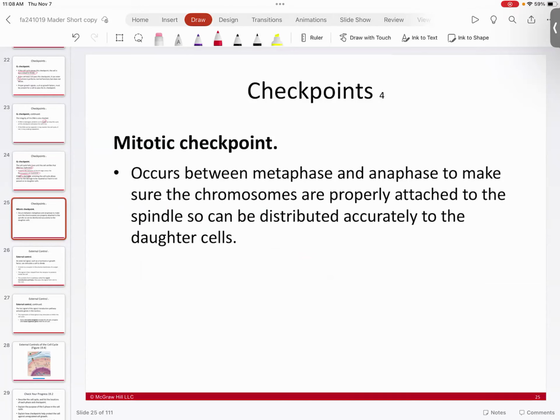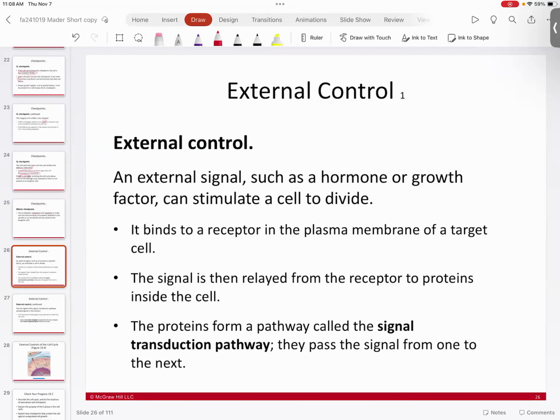And then the mitotic checkpoint basically is a stoppage between what's called metaphase and anaphase. This is basically where you're making sure that the chromosomes are all correctly attached, that when you go to pull on them, they're going to pull in a good, symmetrical, organized way.